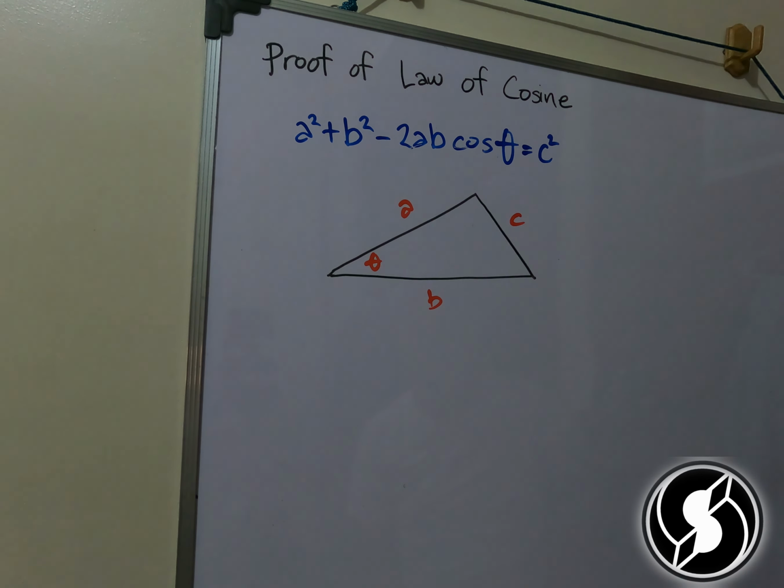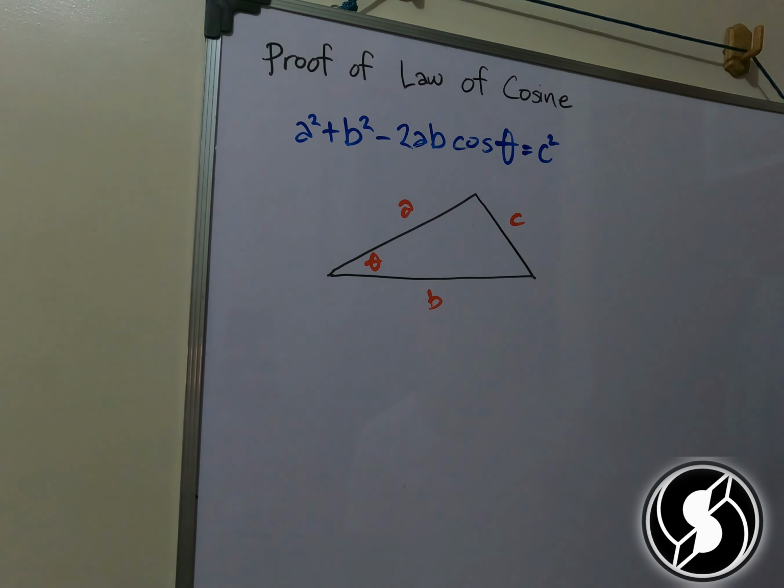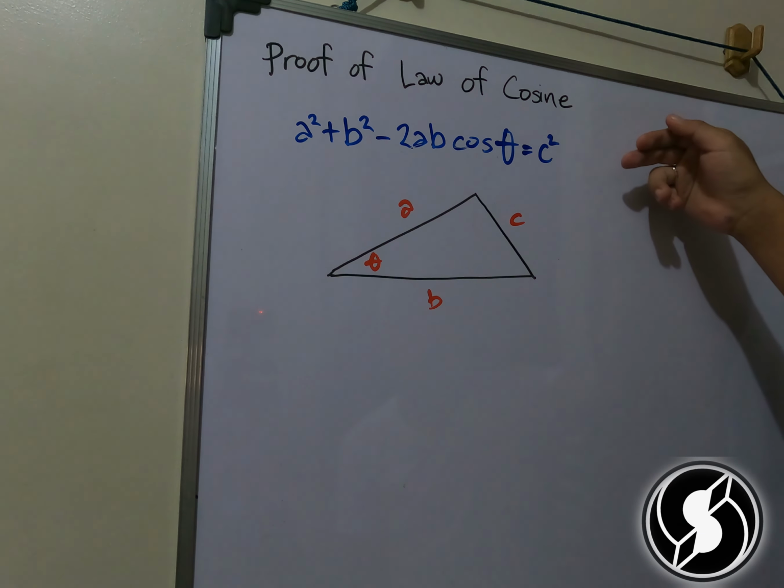In today's video, we're gonna prove the law of cosine. So here we have the equation with the law of cosine: a squared plus b squared minus 2ab cosine theta is equal to c squared. So we have here a triangle with sides a, b, and c with an angle theta here. So we're gonna prove this equation.